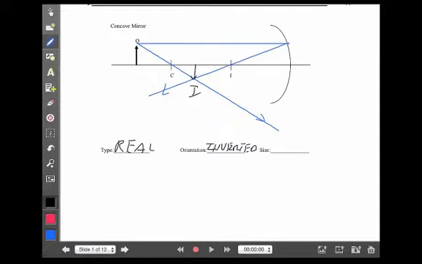Now its size. Now remember, there's a certain height h and a certain height h prime. If you measure it with your ruler, you'll find that h prime is less than h. So it is a reduced image. Or remember, magnification was the ratio of h prime to h. So the magnification here would be less than 1. Okay, so that's basically how you draw that. Okay? Now, let's try another one.